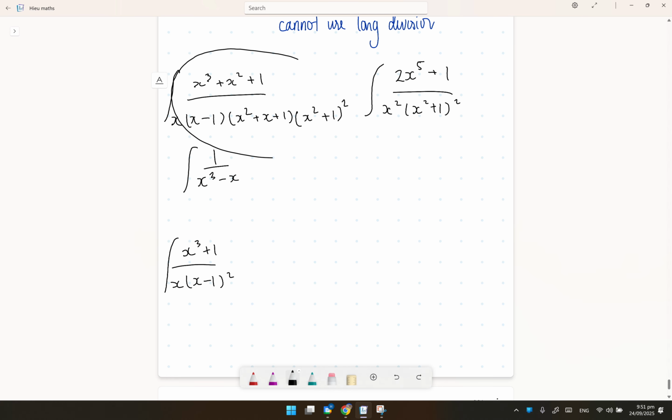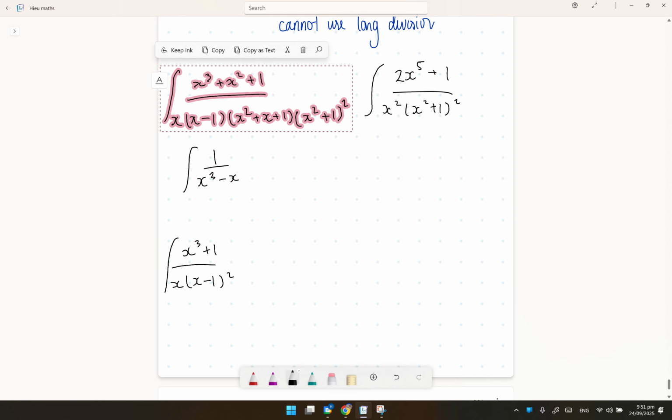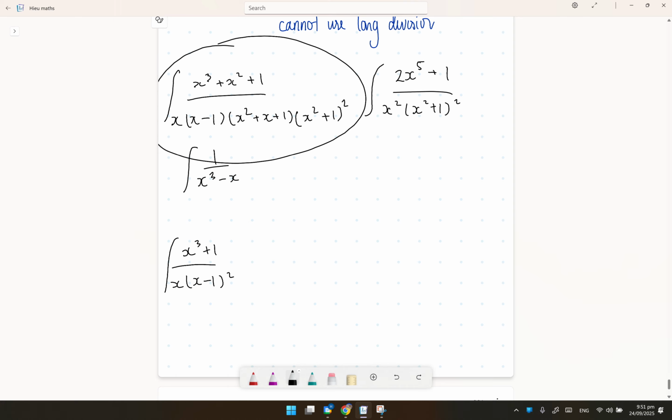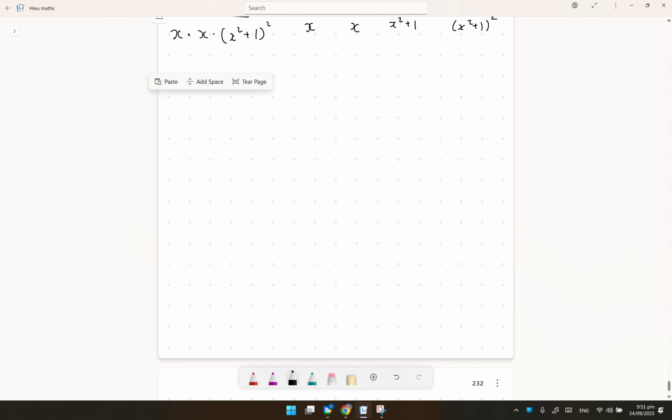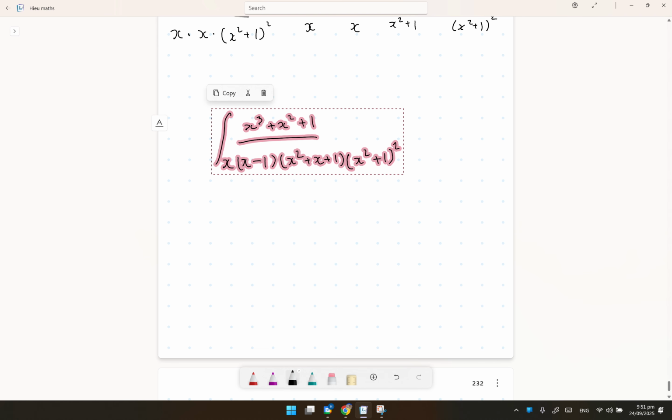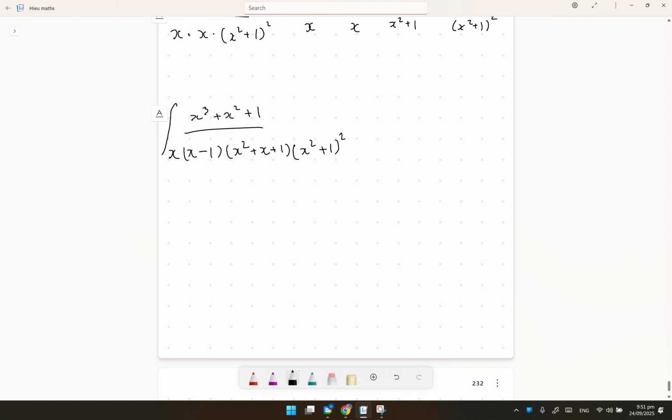But let's practice our skills, practice being able to equate it with this equation here. So let's try this. I'm going to copy this over. Let's see what this says. We have x cubed plus x squared plus 1 all over x multiplied by x minus 1, x squared plus 1x, and x squared plus 1 all squared, right? What a horrible equation.